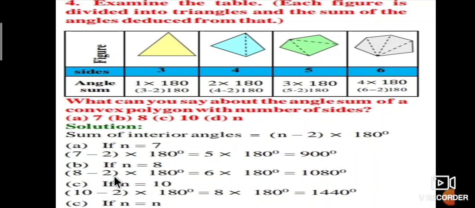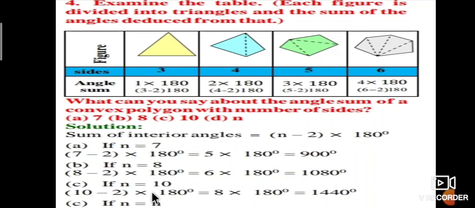If the number of sides is 8, the formula is the sum of the interior angles is equal to (n minus 2) into 180 degrees, that is 8 minus 2 into 180 degrees. 8 minus 2 is 6, into 180, that is 1080 degrees.